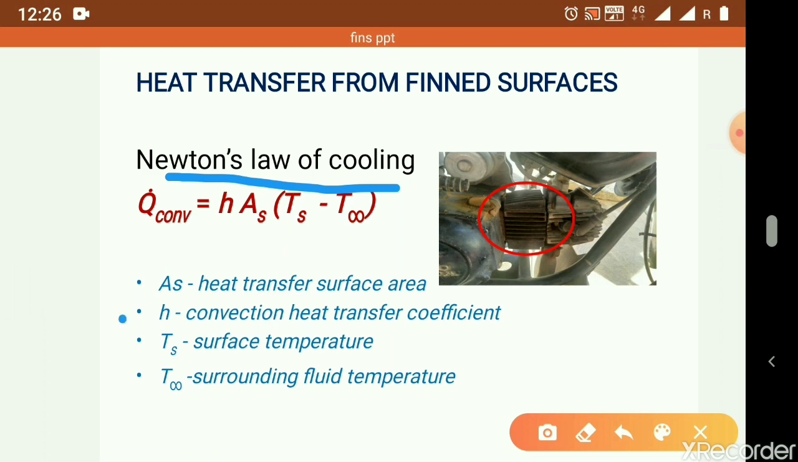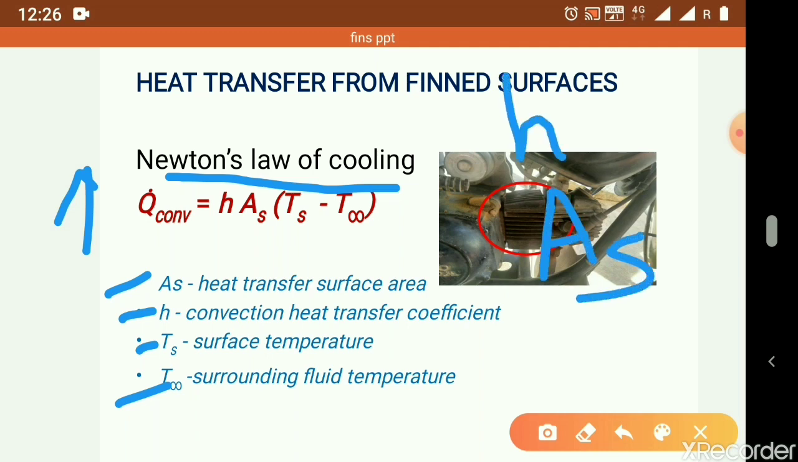Here h is the convection heat transfer coefficient, A is the heat transfer surface area, Ts is the surface temperature and T infinity is the surrounding fluid temperature. If you want to increase the convection heat transfer rate, here we have three choices: increasing the convection heat transfer coefficient, or increasing the heat transfer surface area, or increasing the temperature difference. In many cases the surface temperature and fluid temperature are kept constant by design considerations, so we may not be able to increase the temperature difference.